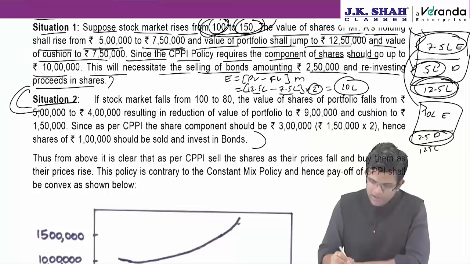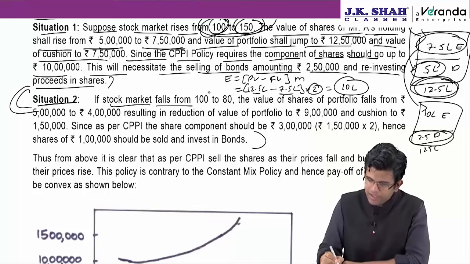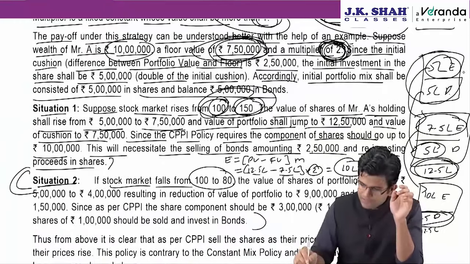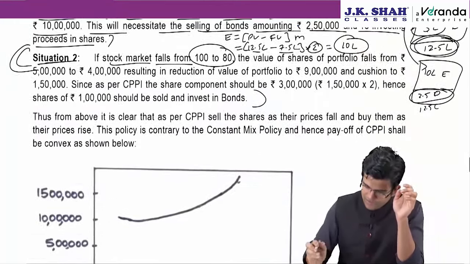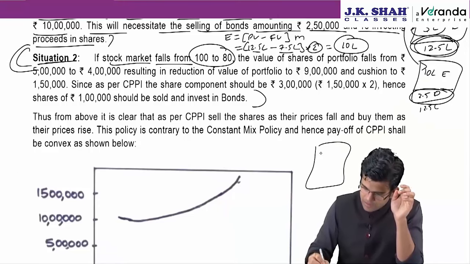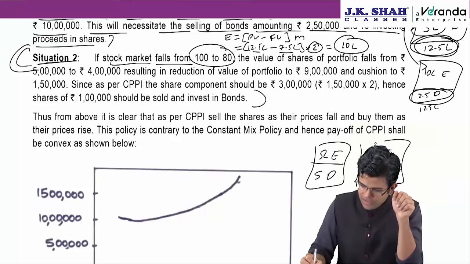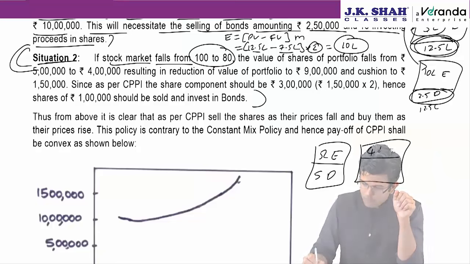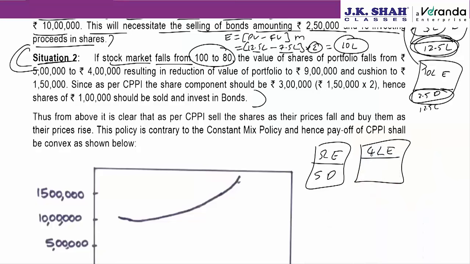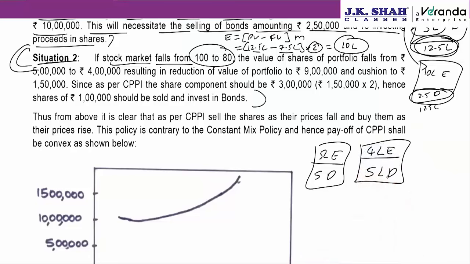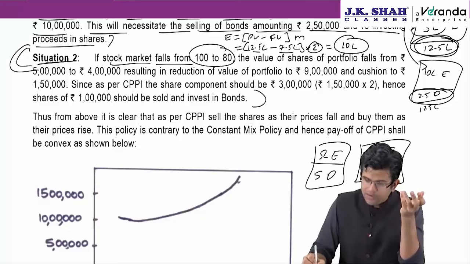So if they are saying the stock market falls from 100 to 80, that means a 20% fall, correct? Students, earlier it was 5 lakh equity, 5 lakh debt. So I'll write down here 5 lakh equity, 5 lakh debt. Now if the equity drops by 20%, the revised portfolio will be: your equity will go down to 4 lakh, that is 5 lakh minus 20%. Bond will continue to remain 5 lakh, correct? Debt will continue to remain 5 lakh. Total will be 9 lakh.